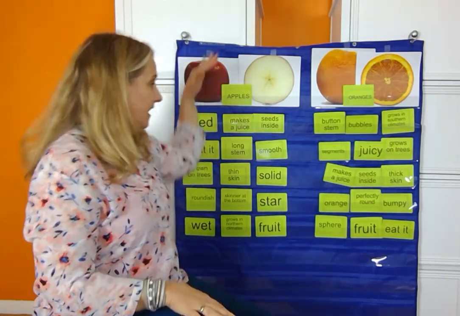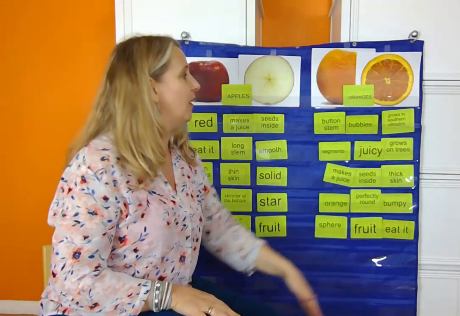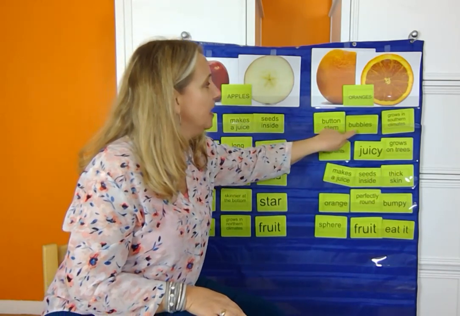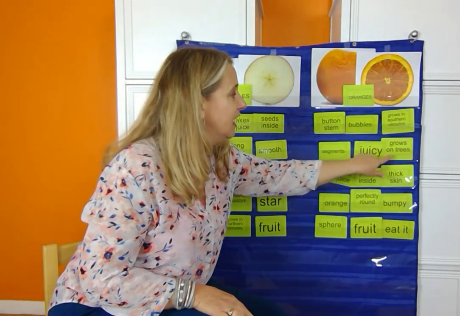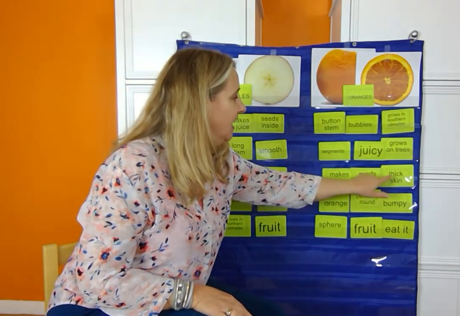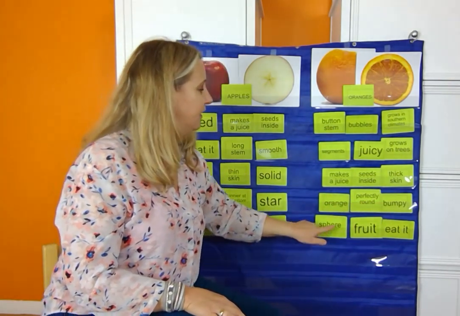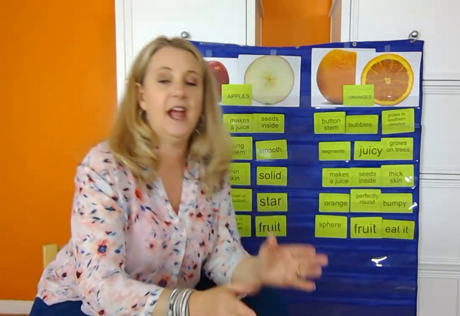Step number 1, list details about text A. Then we read something all about oranges. Step number 2, list all the details. A button, stem, bubbles, grows in southern climates, segments, juicy, grows on trees, makes a juice, seeds inside, thick, orange, perfectly round, bumpy, sphere, fruit, eat it. Okay, so now, step 3.